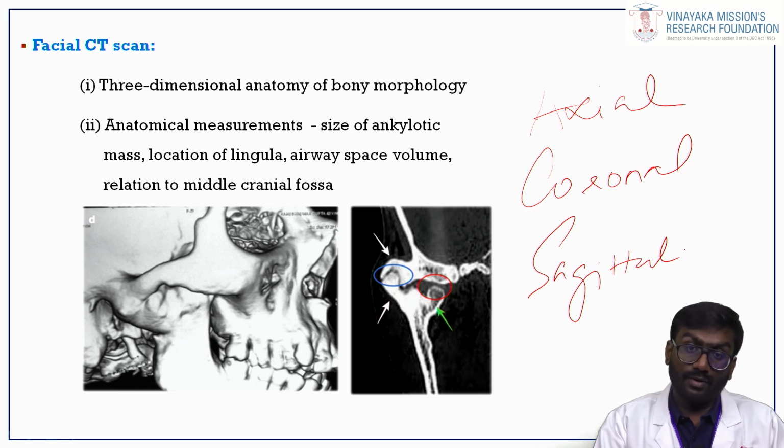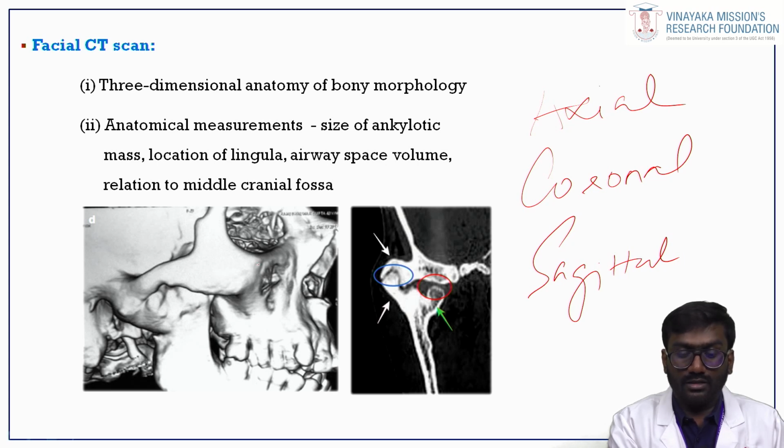You also see the nearby important vascular structures, because there is something called the maxillary artery which lies in close proximity to the neck of the condyle of the mandible. This maxillary artery can be entrapped in the process of ankylosis, or it can lie in close proximity to the ankylotic mass. So when you resect, we should not injure it. All these features can be identified in the facial CT, which gives you a three-dimensional view.